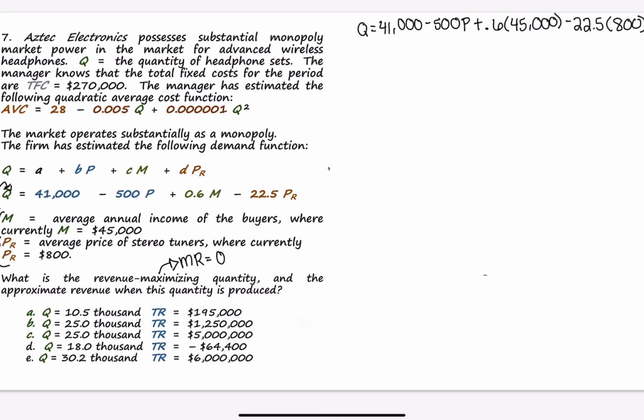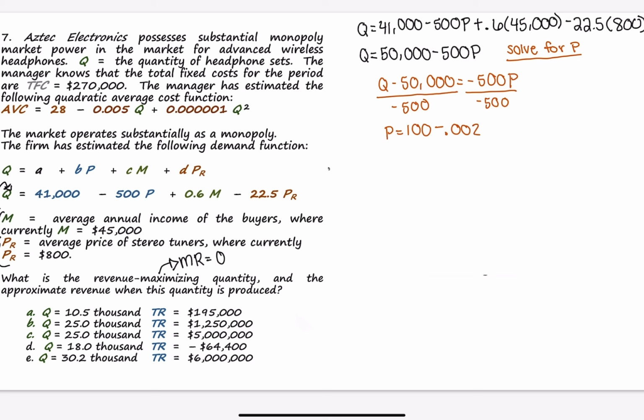So we are going to get q minus 50,000 equals negative 500p. Divide by negative 500. And we end up with p equals 100 minus 0.002q, which means that our marginal revenue is 100 minus 0.004q.